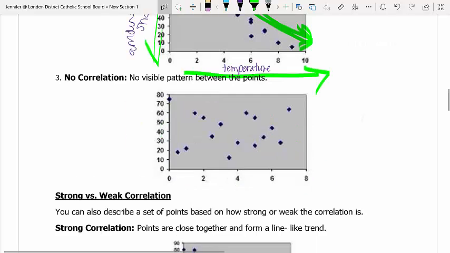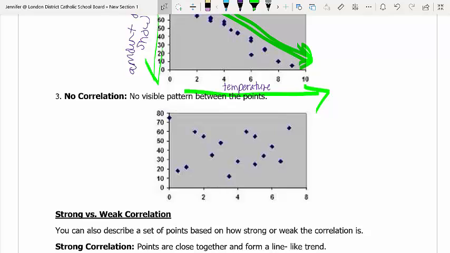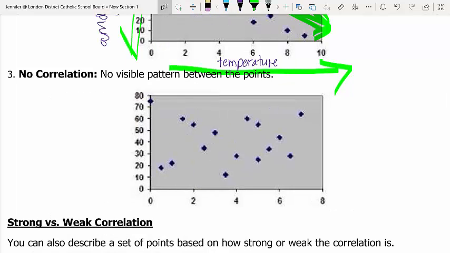So again, if you're looking for a negative correlation, you'd look for a graph whose points go down and to the right. The last type of correlation that you could talk about is no correlation. So it's just a scatter plot where there's no pattern. It really doesn't look like they're following a trend. They're not going up and to the right, they're not going down to the right. They're just kind of all scattered about. So we call that no correlation.